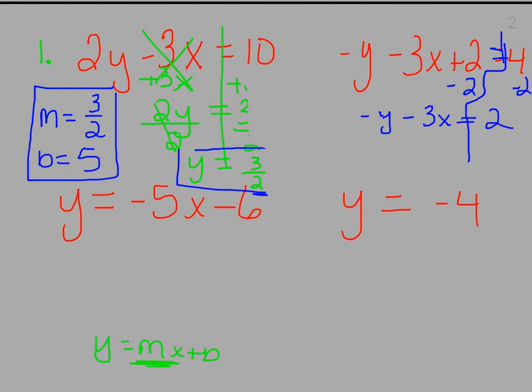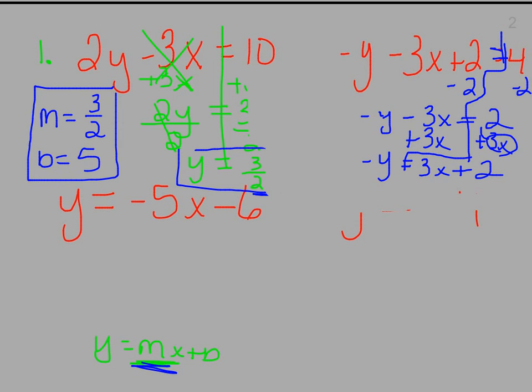Now I'm going to add 3x to both sides, so I'm going to put the 3x over here, and now I have negative y equals 3x plus 2, like that. All I did was put the 3x up in front of the 2 before the equal sign, that way it's in the y equals mx plus b format. I couldn't have combined like terms because 3x and 2 are not the same. I'm going to move this down a little bit.